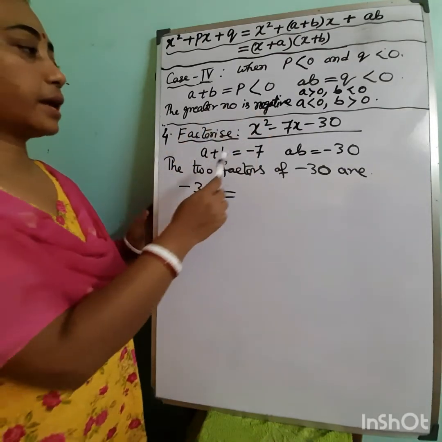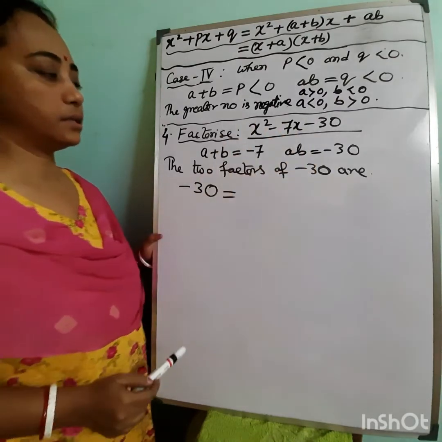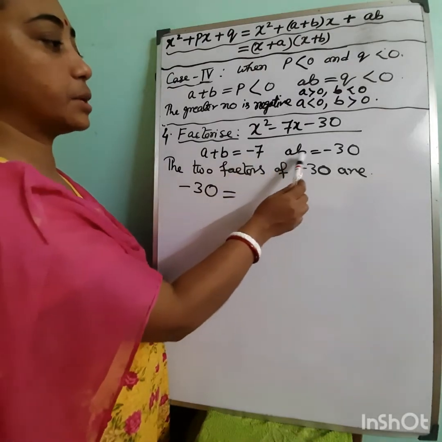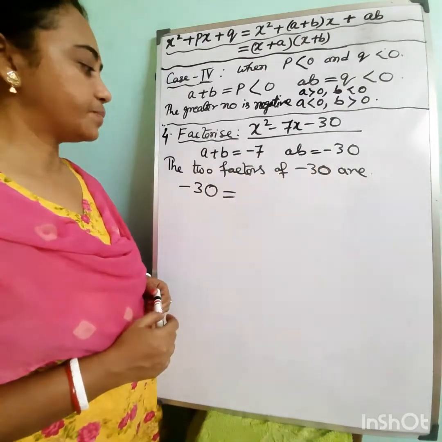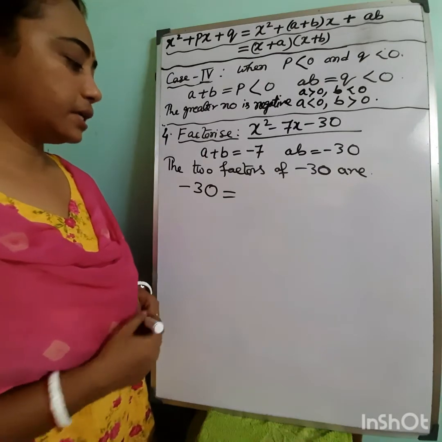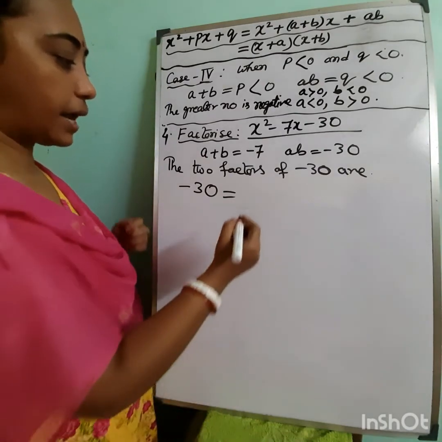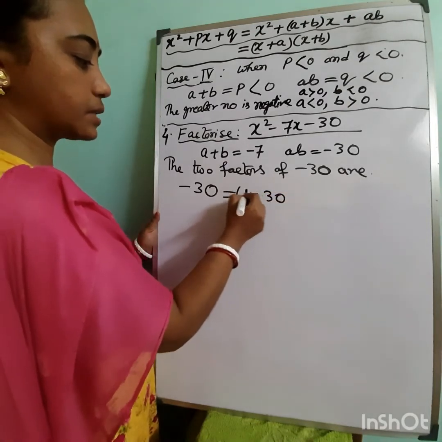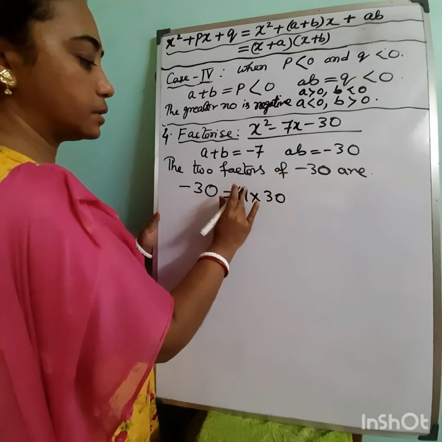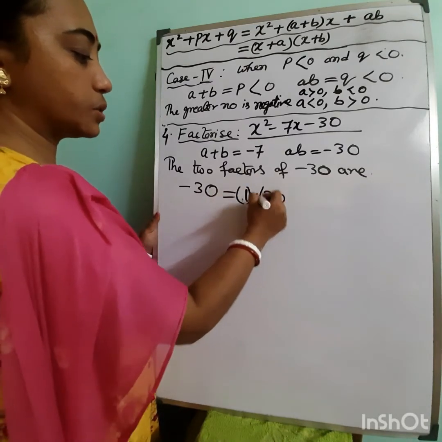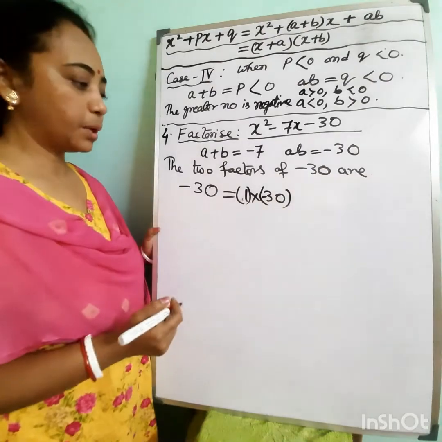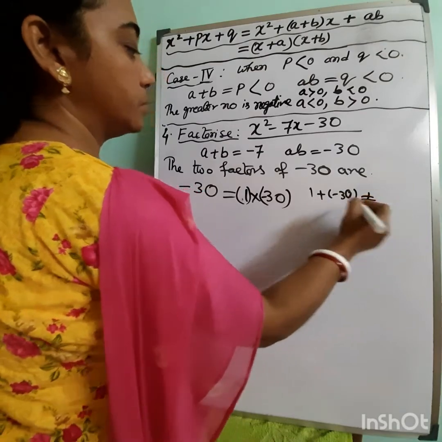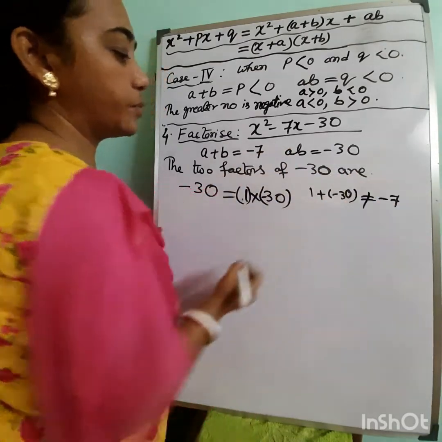For example, factorize x square minus 7x minus 30. So let us take two numbers a and b such that a plus b is equal to minus 7 and their product is equal to minus 30. Now what are the possible factors of minus 30 we can write? We know 30 ones are 30. So let us write this as 1. So here we take the greater number as negative. So let us take minus 30 as the negative number. But 1 plus minus 30 is not equal to minus 7. So this we will not consider.